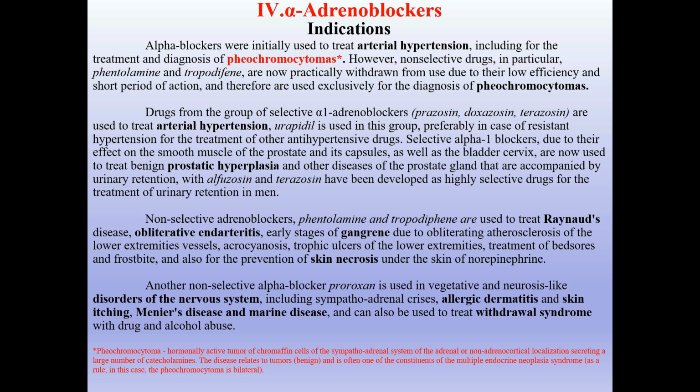Another non-selective alpha blocker, proroxan, is used in vegetative and neurosis-like disorders of the nervous system, including sympathoadrenal crisis, allergic dermatitis and skin itching, Meniere's disease and marine disease, and can also be used to treat withdrawal syndrome with drug and alcohol abuse. And below you can see the description about pheochromocytoma.